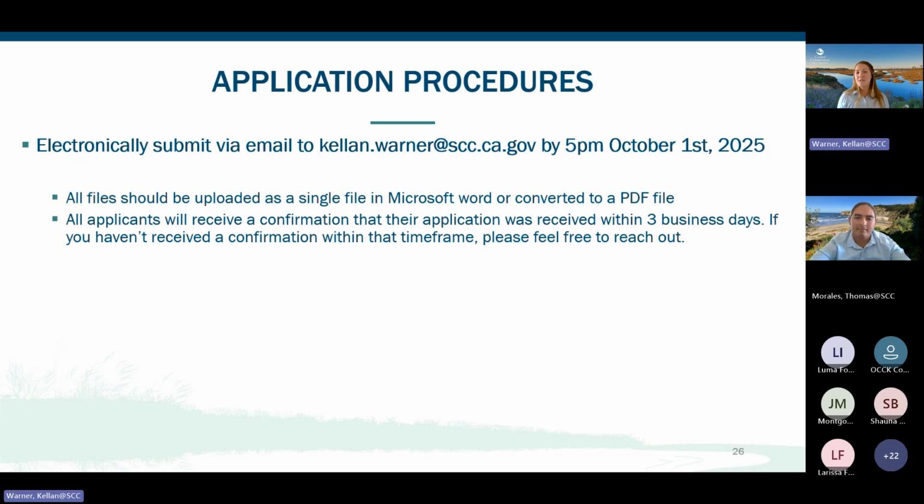And then if electronic submission is not possible, hard copy applications must be postmarked by October 1st and sent to me at the address indicated on the application package. And if possible, please also notify me via email to expect your hard copy.